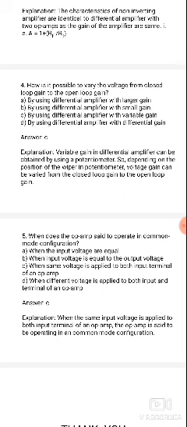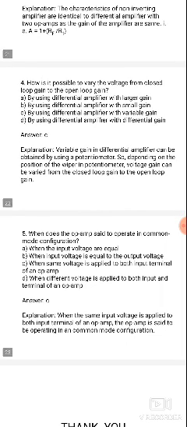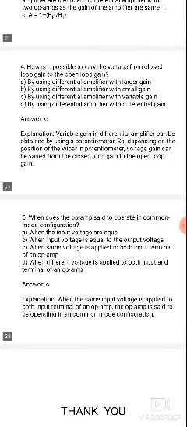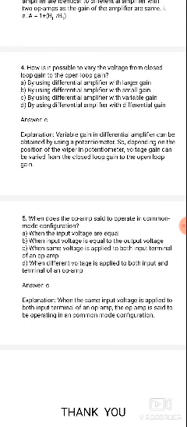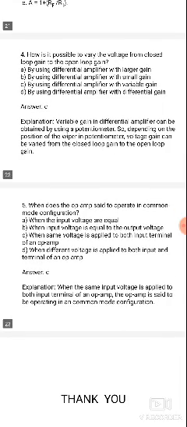We can vary the voltage from closed loop gain to open loop gain only by using a differential amplifier with variable gain. The variable gain in a differential amplifier can be obtained by using a potentiometer. The potentiometer is used for varying purposes.